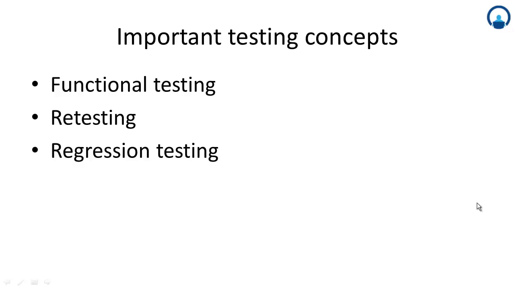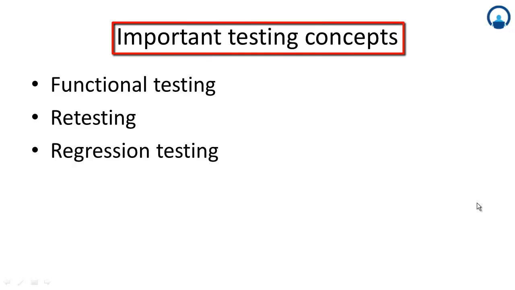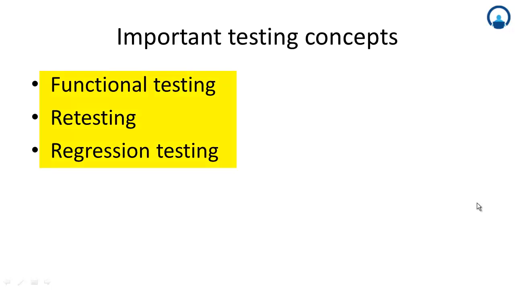Before moving ahead, you should know certain basic concepts of testing, like functional testing, retesting, regression testing, etc. I won't get much deep into this, but at least you should know the definition of each of these terms so that later on you can link it to automation testing. Functional testing. Functional testing is used to verify the functionality of the application under test.